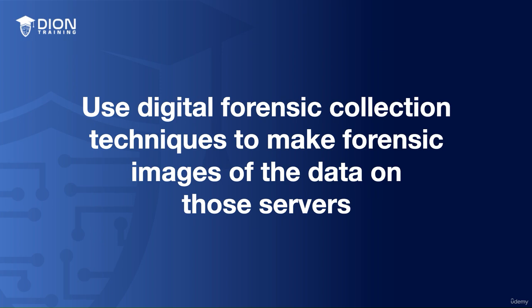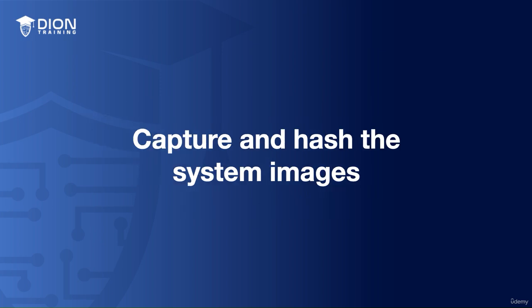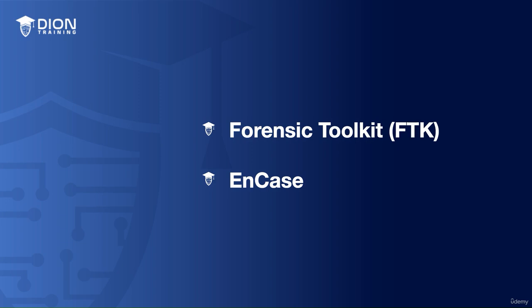As part of your data collection and evidence collection efforts, you're going to do a lot of different things. For example, you're going to capture and hash the system images. This means you're going to use tools like FTK Imager to make an exact copy of the server's hard drive and then hash it to make sure it doesn't change while you're analyzing it. Then you're going to analyze the data you collected using software tools. You're going to use forensic tools like FTK, the Forensic Toolkit, or Encase.